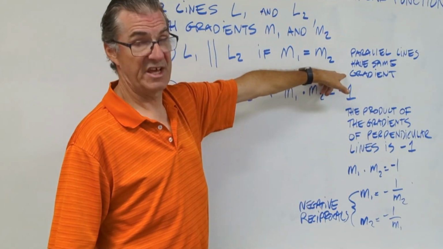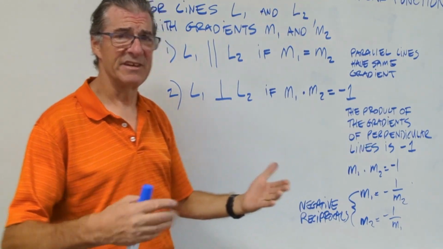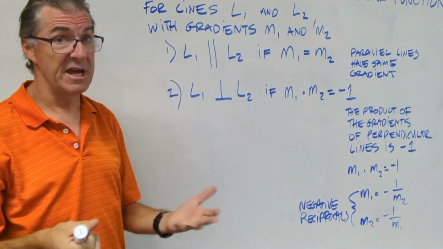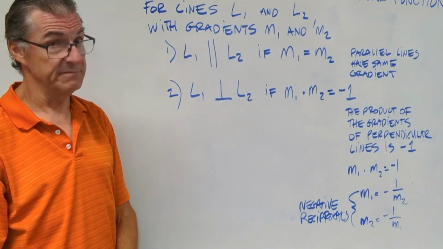Parallel lines have the same gradient. That makes sense. They have to move along like this. They can never cross. Another thing people say about parallel lines is that they never meet.